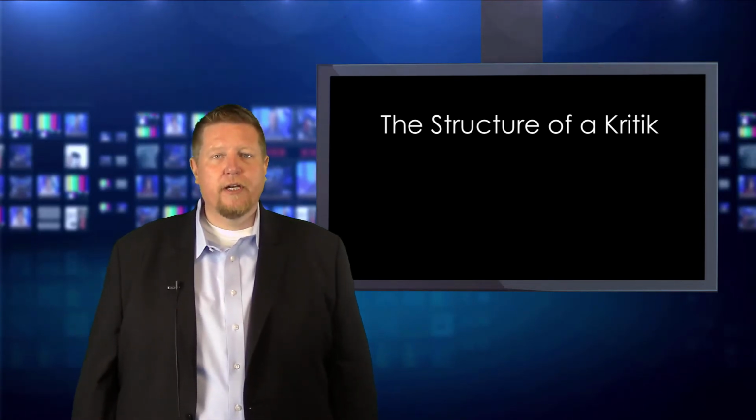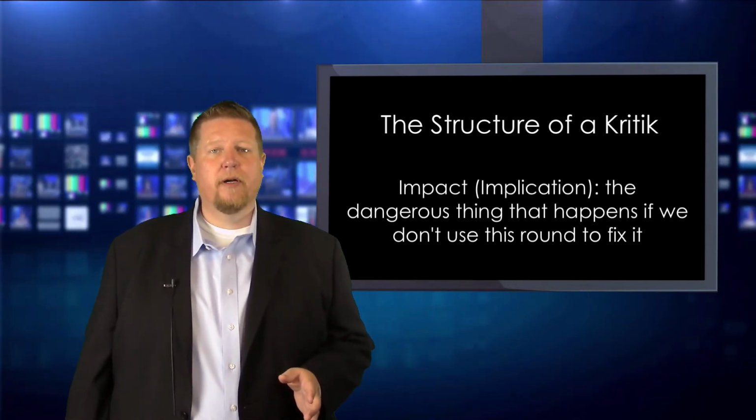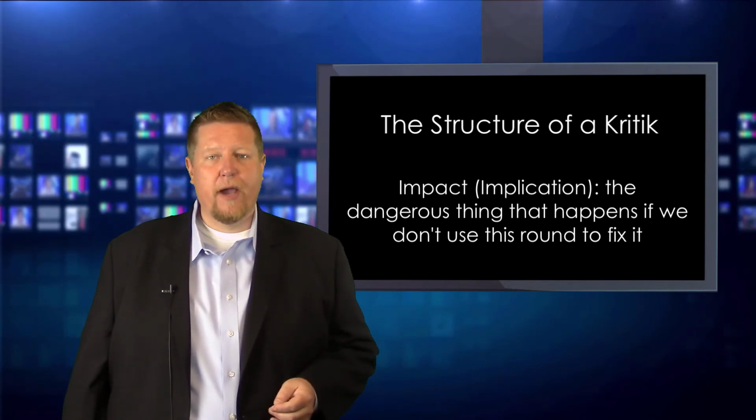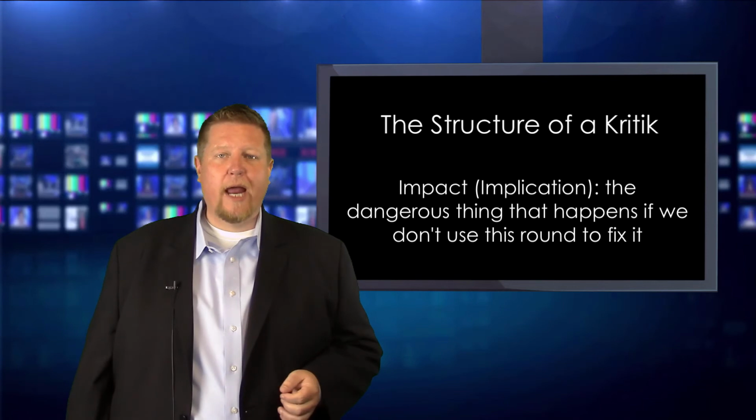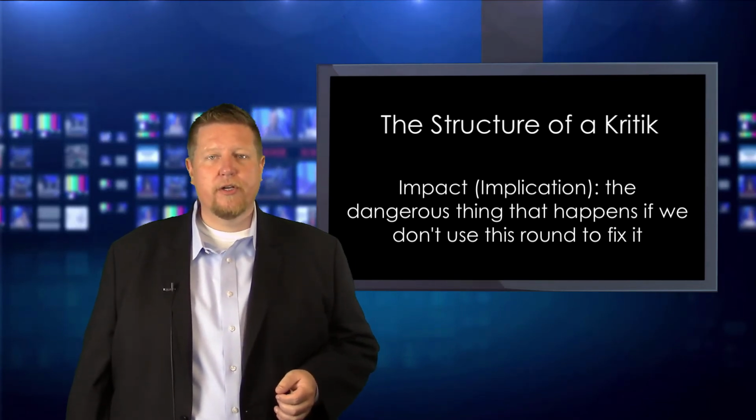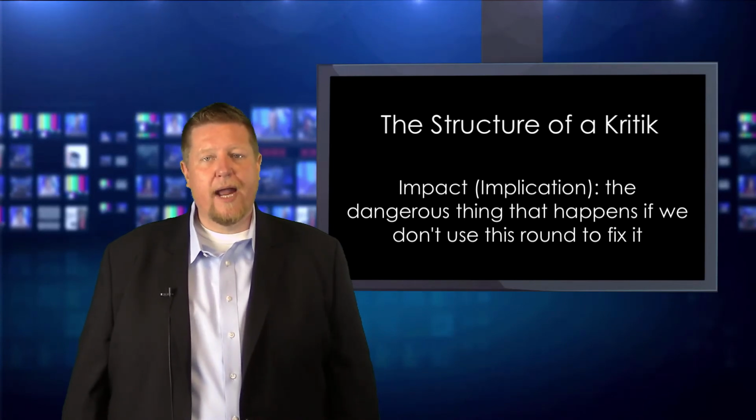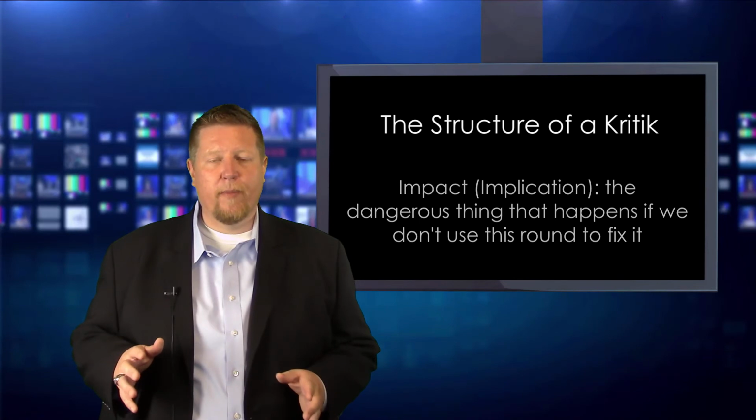The next part of the critique argument is the impact, also called the implication. The purpose of this component is to explain how and why it isn't okay to allow the bad thing to continue happening. The evidence for the impact component of a critique should clearly describe what happens when we allow securitization or sexism or exclusion to continue. Like an impact in a disadvantage, the impact in a critique should paint a picture of what life looks like if we fail to stop the bad thing from happening.